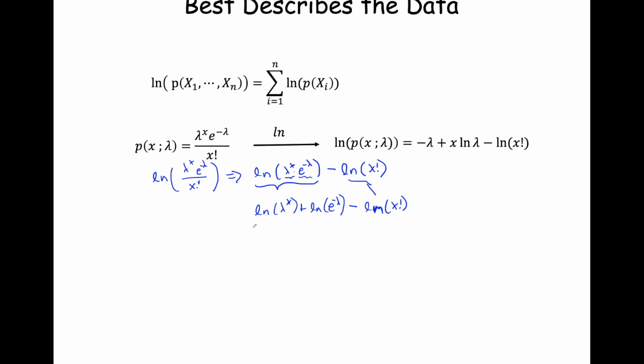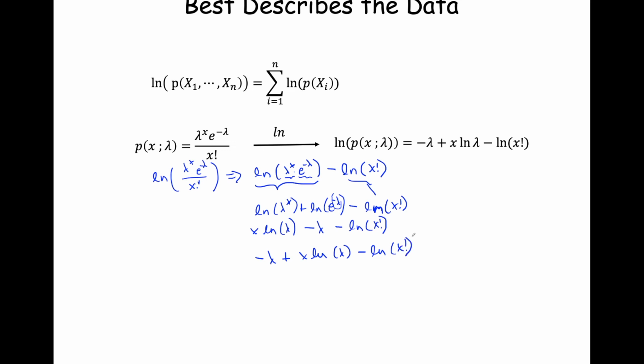Well, we use the identity before. That's x times ln of lambda. Then ln, the natural log of e to the minus lambda. If you take the natural log of e to anything, that's just whatever that exponent was. So that's minus lambda. And then we have minus ln of x factorial. So we rearrange terms and put this over to the right. That's minus lambda plus x ln of lambda minus ln of x factorial.